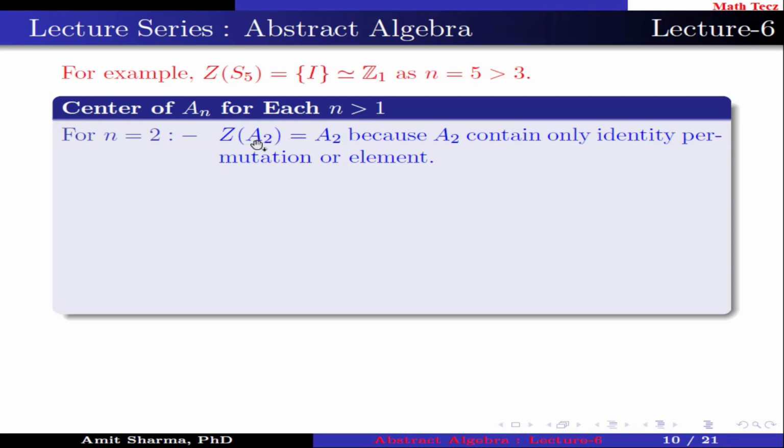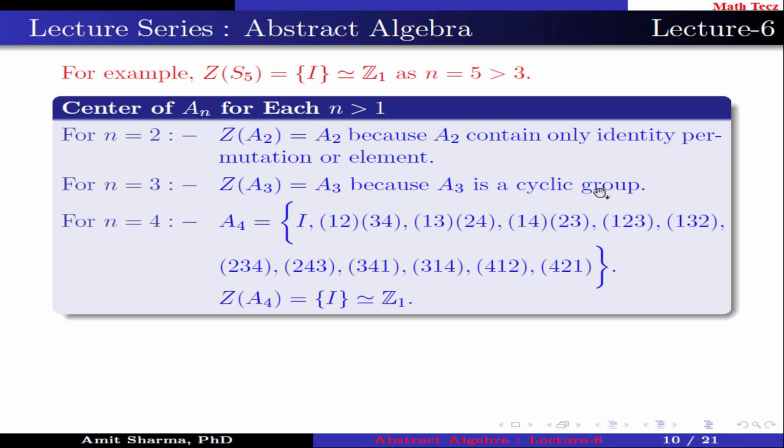For n equal to 2, the center of A2 is equal to A2 because A2 contains only the identity permutation or element. For n equal to 3, the center of A3 is equal to A3 because A3 is a cyclic group. For n equal to 4, A4 contains the elements I, (1 2 3), (1 3 2), (1 4 2), (1 2 3), (1 3 2), (2 3 4), (2 4 3), (3 4 1), (3 1 4), (4 1 2) and (4 2 1). It is easily calculated that the center of A4 contains the identity element only, which is isomorphic to Z1.